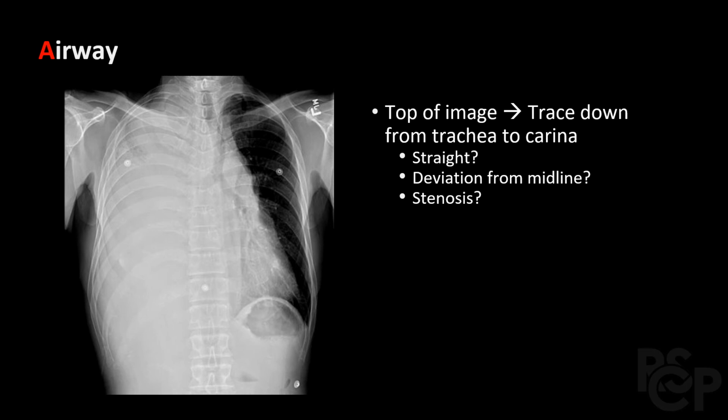As we perform the A for airway step, I'll be thinking about deviation or stenosis of the trachea. As I trace this trachea from the top of the image down to the carina, I've noticed that the trachea has deviated to the left, away from an abnormally appearing lung. This is an example of a space gaining process when the trachea moves away from the abnormally appearing lung. Examples of space gaining processes include pneumothorax, pleural effusion, and pulmonary mass. In this case, this was a tension hydrothorax.